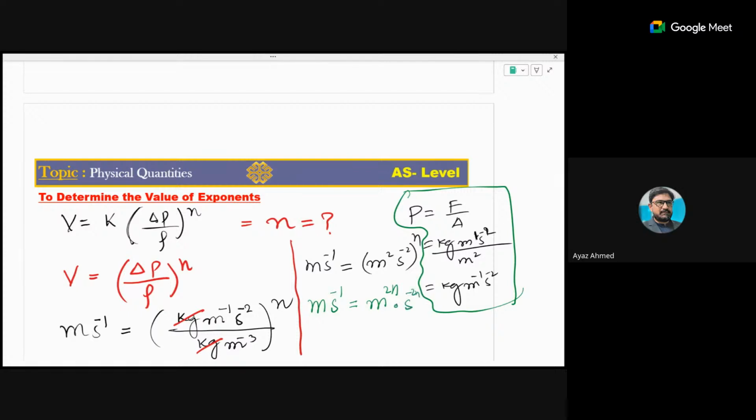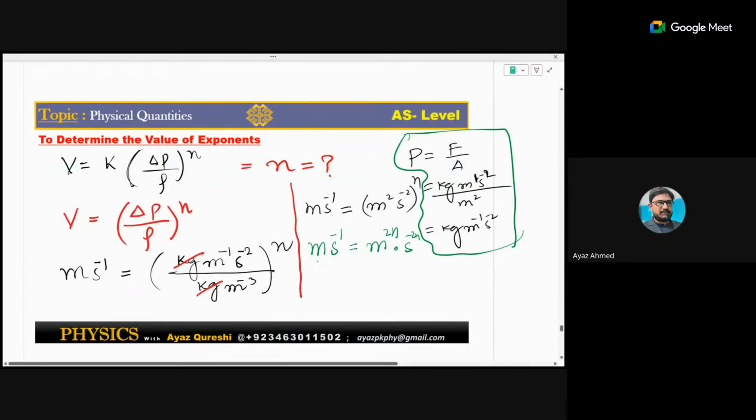Moving onward, m is on the left hand side, and m is also on the right hand side. When you compare the variables, the power of m here is 1 and here the power of m is 2n. So from here n is equal to 1 by 2. Is it clear?